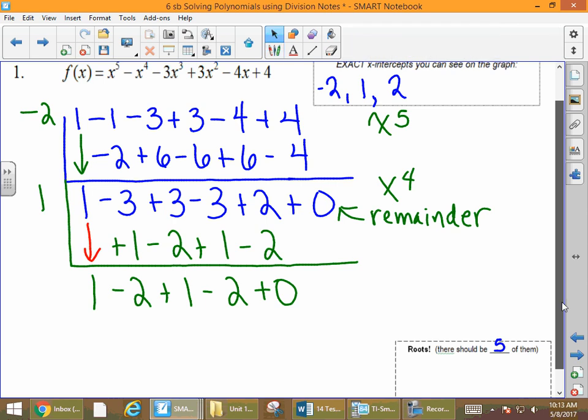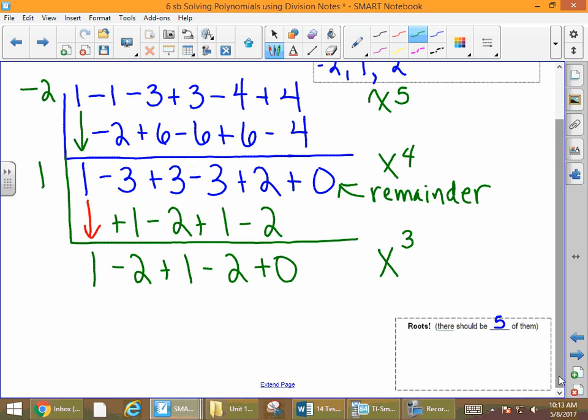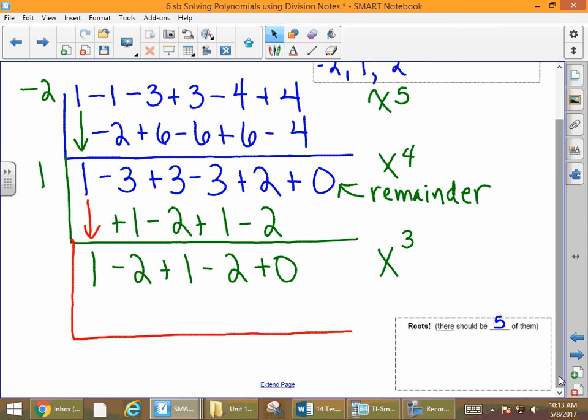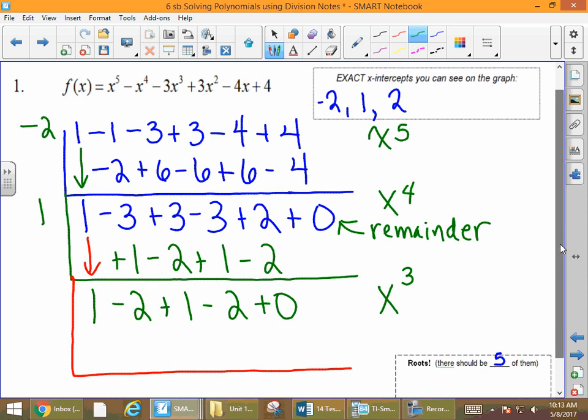But the thing is, we start with x to the 5th, then we drop down to x to the 4th, we divide it again. That means this is x cubed. We want to turn it into a quadratic for us to solve this problem. So we're going to divide again. We're going to use our third root that we have listed. And again, it does not matter which order of the roots you use, we will end up in the same place. So if you started with 1 and then did 2 and then did -2, you will still end up at the same place.